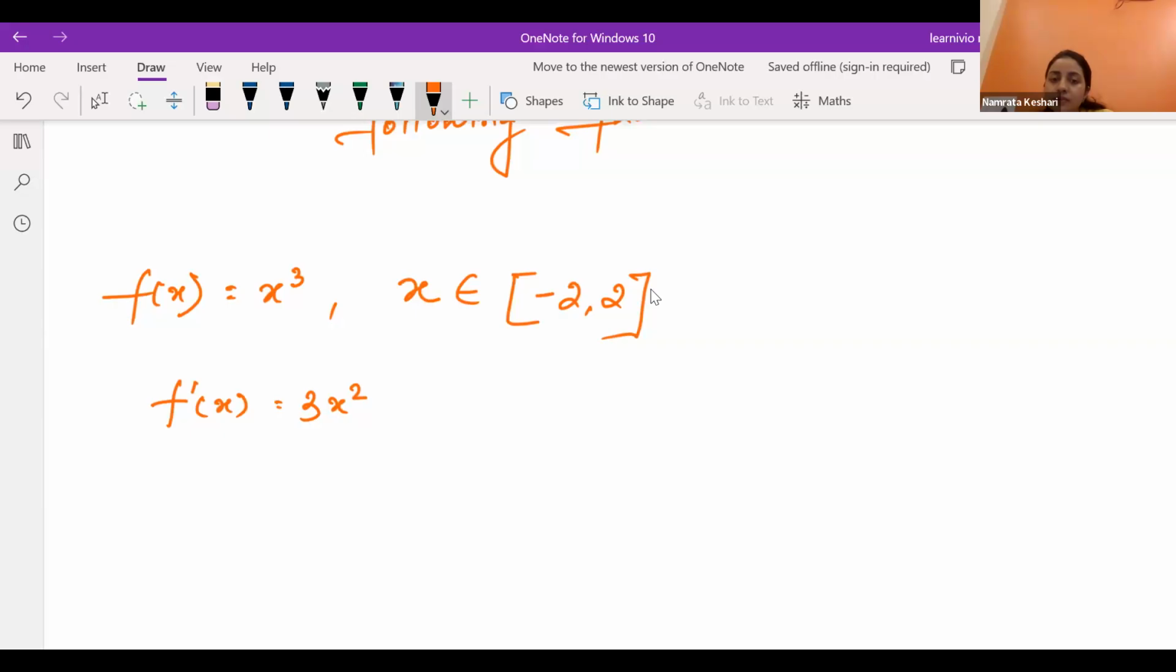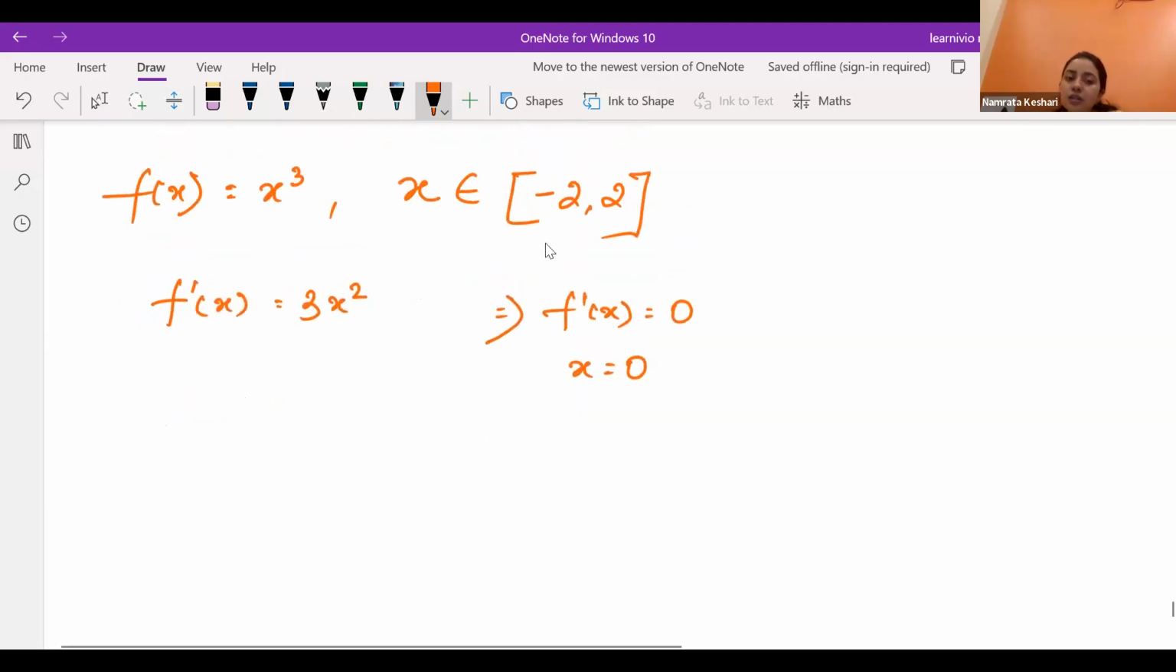Plus minus root 2. If you take f dash x is equals to 0, what are you getting as x? X is equal to 0. We get x is equals to 0 because 3x square is equals to 0 means x is 0. So x is 0 is the critical point in this interval -2 to 2.